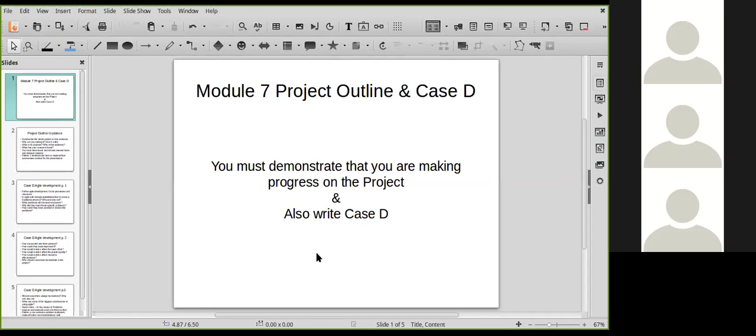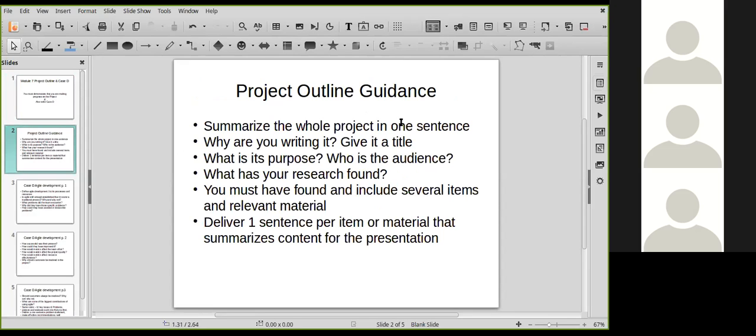So I just want you to think about, this is Module 7, and I do have a micro version of this that actually takes about 2.5 minutes, but we'll go through this one and give you a little bit more detail on it. For your project outline, you're going to have to demonstrate that you are making progress on the project. You've had several weeks to work on it. And that means you should have some material ready to put into an outline. Also, you do need for this week to write the case D. So here's some guidance on that outline. If you do this, you'll do okay. It's not a big deal.